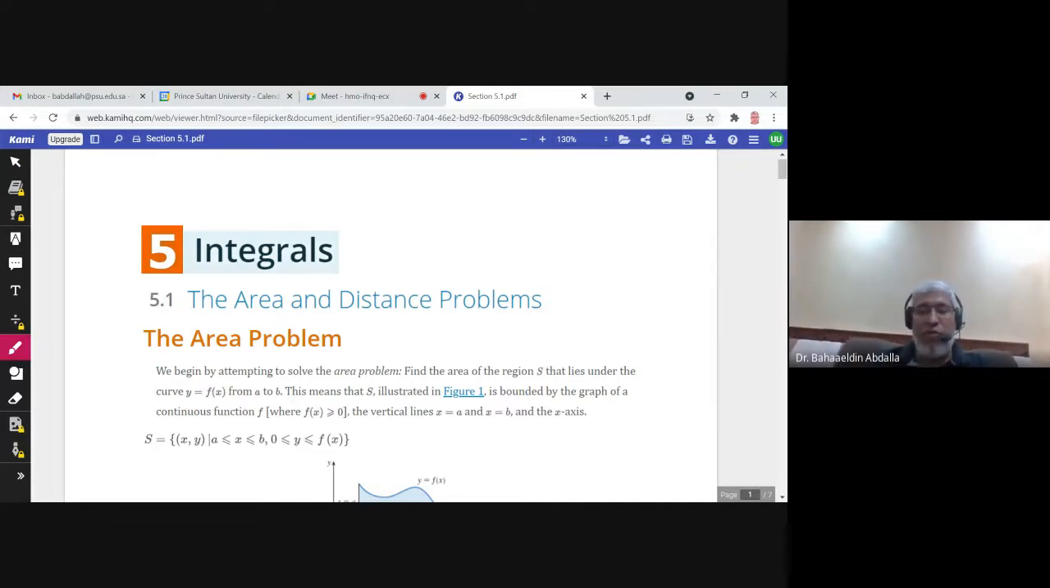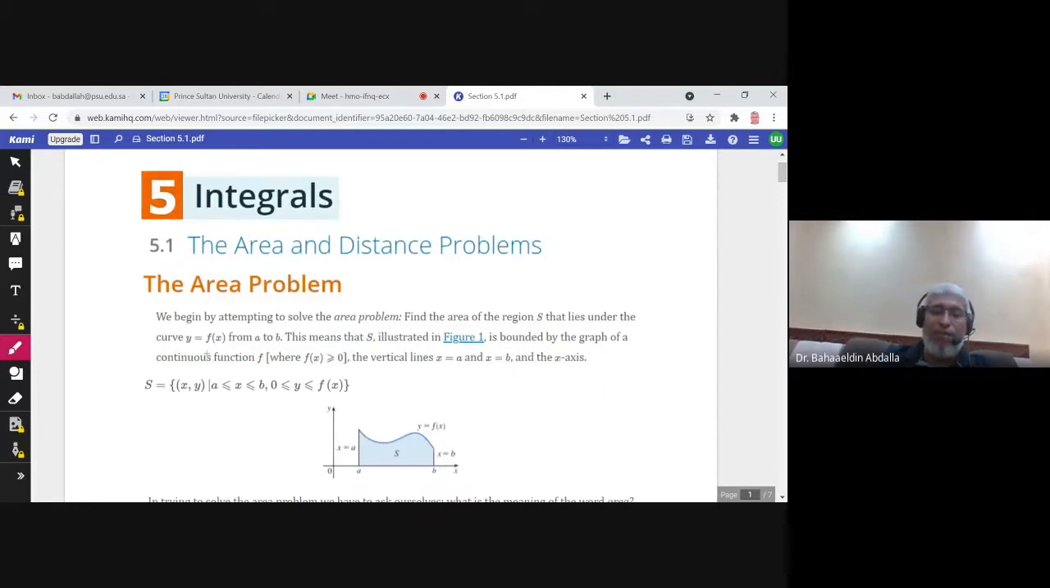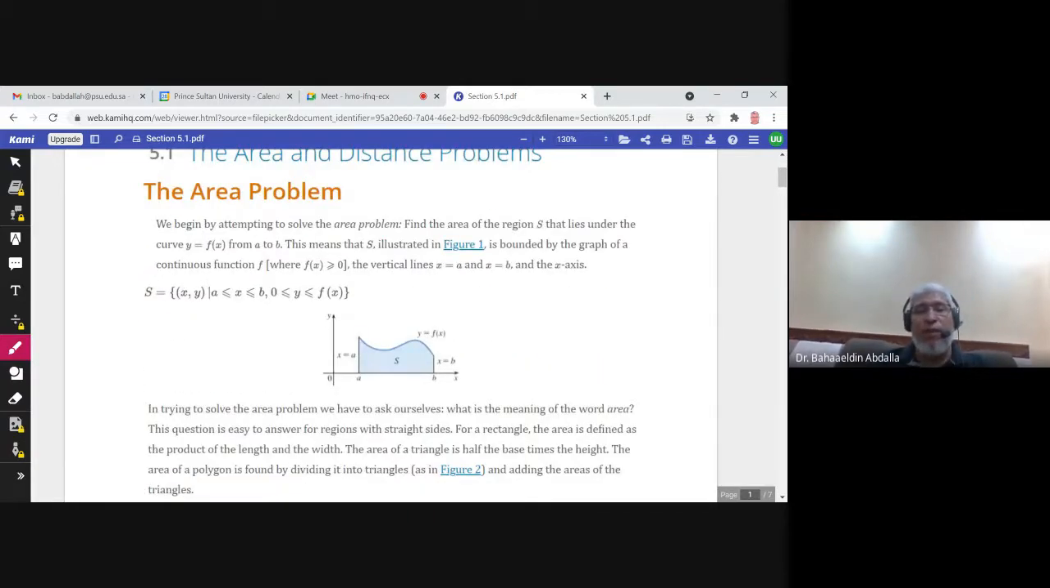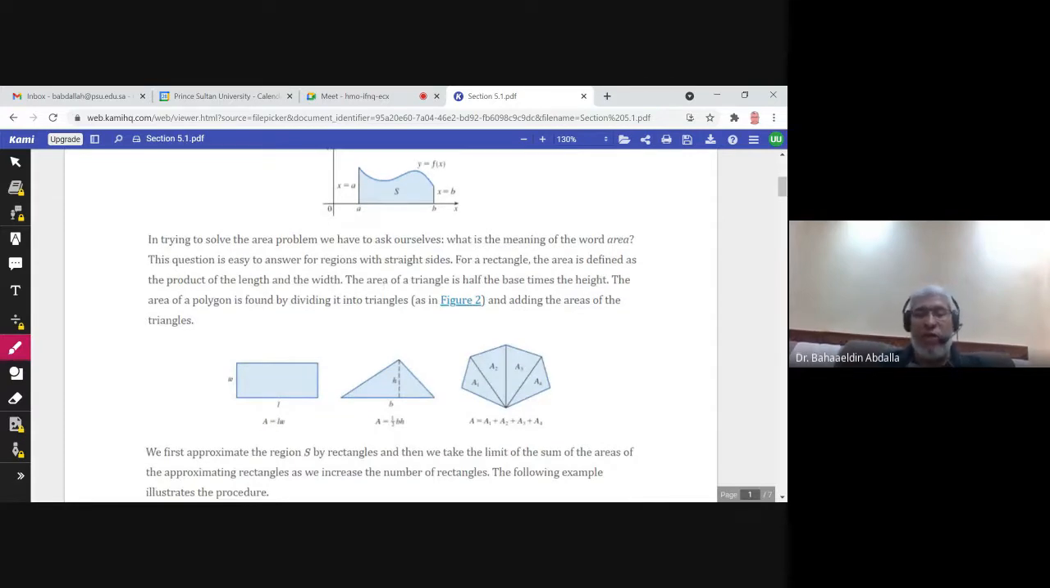In section 5.1, we will discuss the area and distance problems, and we will concentrate on the area problem. So for the area, we know the area of some known figures. For example, a rectangle like this, the area would be the length times the width. Area is L times W. For a triangle, the area is half times the base times the height.